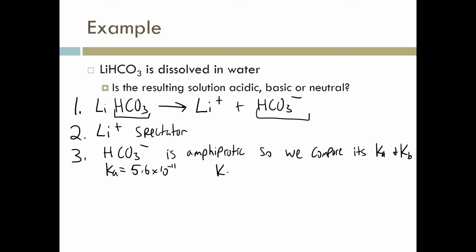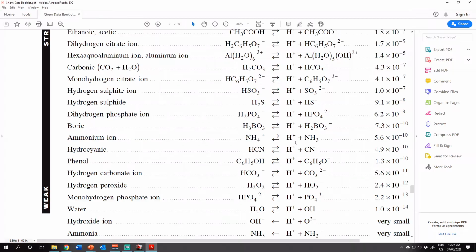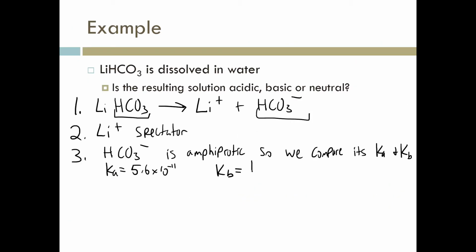Now its Kb, and this is important, if you remember back a few videos ago, I mentioned that if you want to find the Kb of a substance, you have to look at the chart where it's acting as a base and calculate it from there. So we know that the base form of HCO3 minus is here. So we're going to calculate its Kb using this number here. Because if you remember, Kb is equal to Kw divided by Ka.